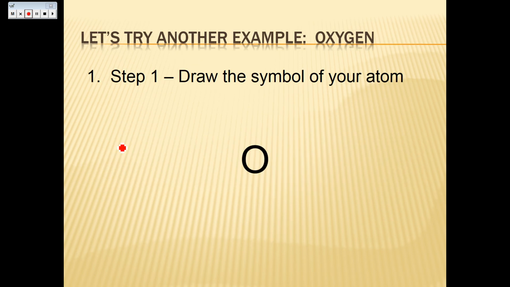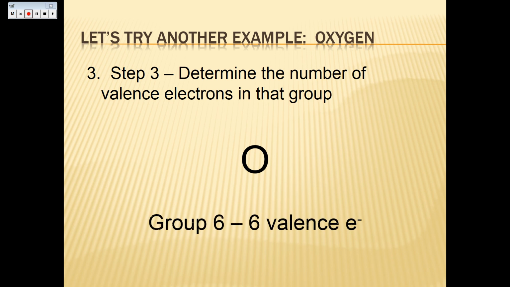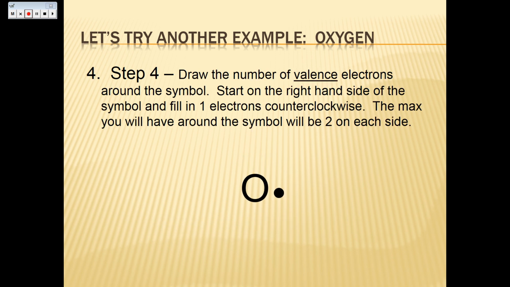Let's take a look at oxygen. Oxygen is in group 6. It has 6 valence electrons, so it will have 1, 2, 3, 4, 5, and 6. Notice how I went around the 4 corners first before I started to double them up.